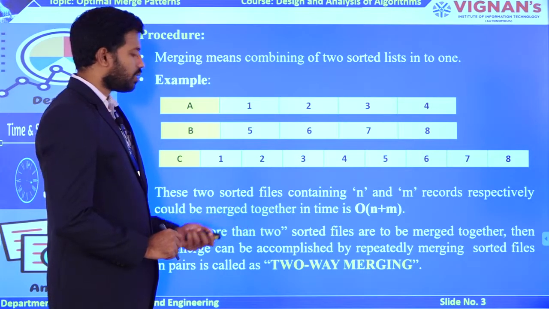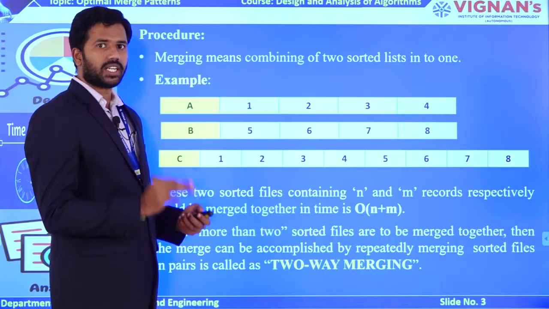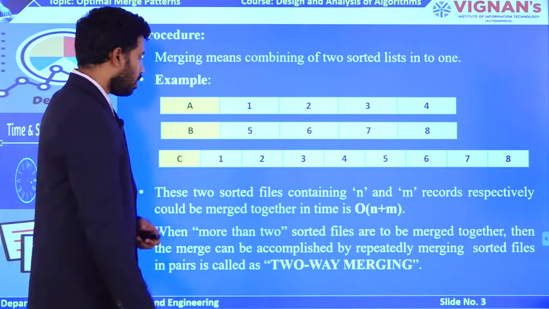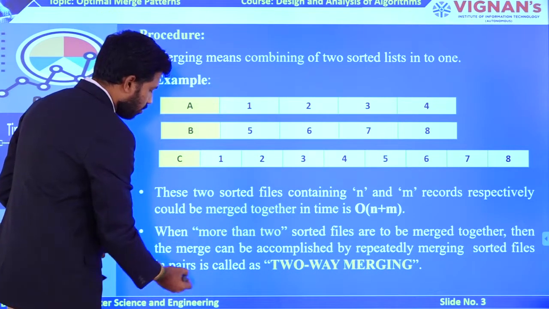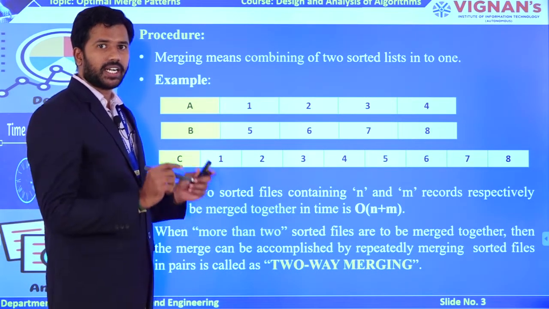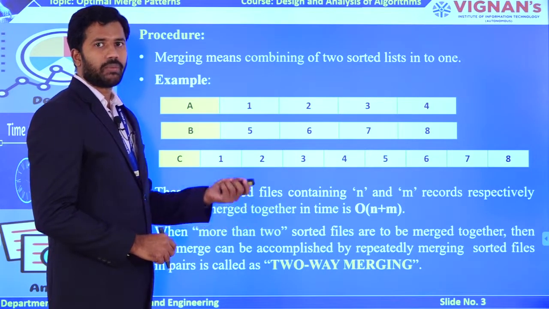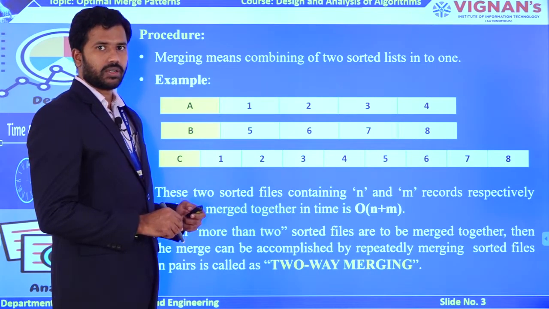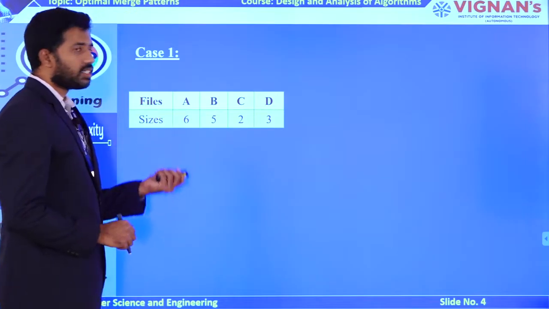So that's why this concept is named two-way merging. At a time you are merging two files, and it is required if you have more than two sorted files. So at a time you repeatedly merge two sorted files, which is called a pair. A pair contains how many files? Two files, right? So that's why this concept is named two-way merging. At a time only two sorted files are merged. So let us consider this case.